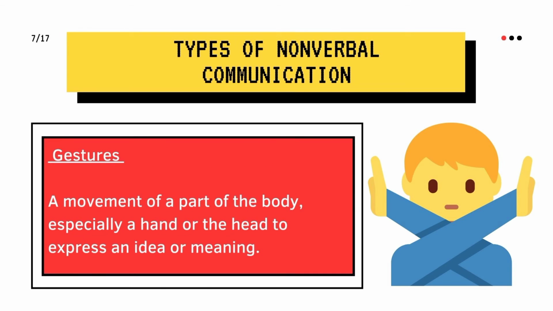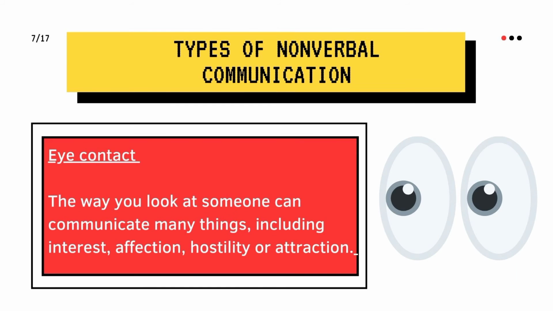Next are the gestures. These are movements of a part of the body, especially a hand or the head, to express an idea or meaning. You may wave, point, or use your hands when arguing or speaking animatedly. Eye contact is the way you look at someone, which can communicate many things. Includes interest, affection, hostility, or attraction.